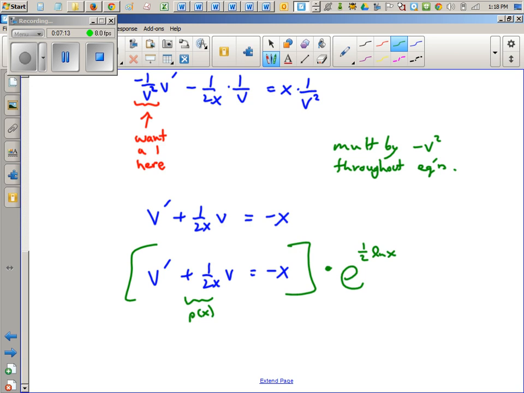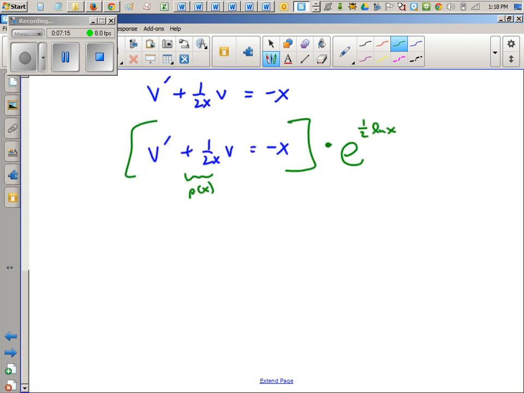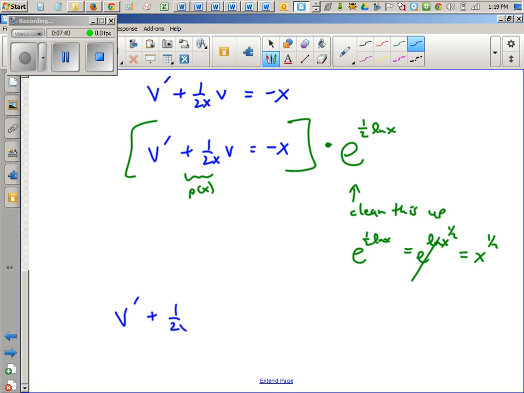And there's another way to write e to the 1/2 ln x. What's a cleaner way? e to the 1/2 ln x is e to the ln x to the half. How about just x to the half? If we're going to distribute something, we might as well clean it up first, right? Okay, so here's what we're going to be multiplying by. We're going to be multiplying by x to the half. That's our integrating factor.